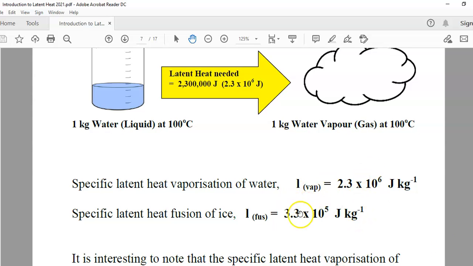Let's compare these two numbers for a second. We've already said the specific latent heat of fusion of ice is that number, and the specific latent heat of vaporization of water is this number. This number is properly in units of joules per kilogram. This number is about 9 times bigger, which is telling us that if you want to boil water, you need about 9 times as much energy as if you wanted to melt ice.